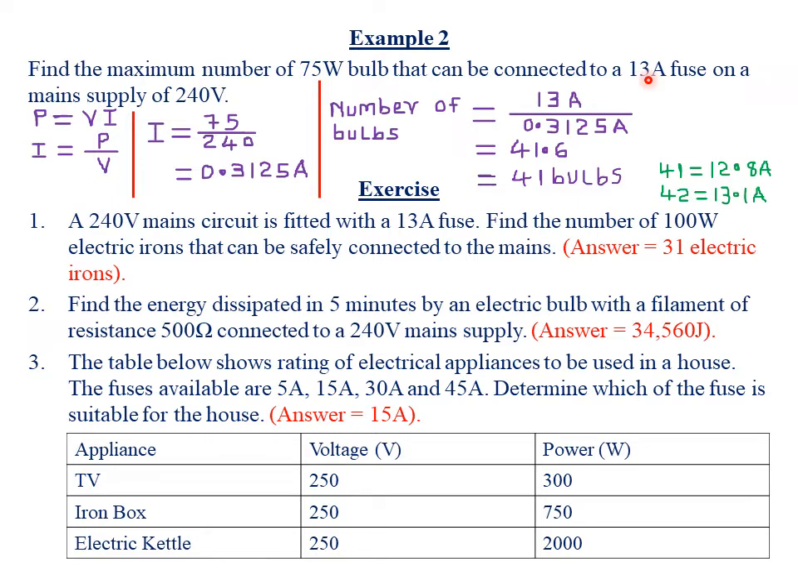Therefore, the maximum number of bulbs that will be appropriate for a 13 ampere fuse will simply be 41 bulbs, because 41 bulbs will only require a current of 12.8 amperes. Remember, 12.8 we are simply obtaining by taking 41 multiplied by 0.3125 amperes. Therefore, you can see 12.8 amperes is slightly less than our fuse rating, which is 13 amperes. So the number of bulbs appropriate for a 13 ampere fuse will simply be 41 bulbs.